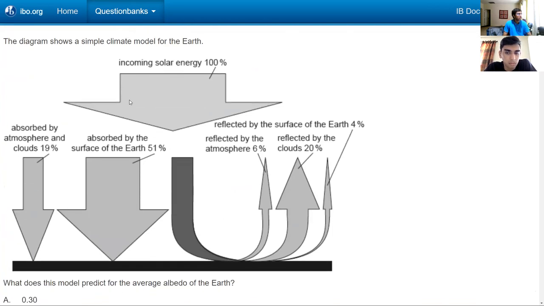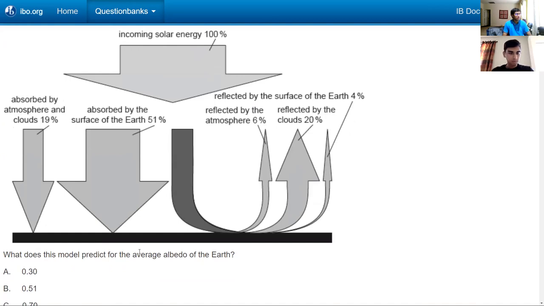Okay. Diagram shows a simple climate model. So you have incoming solar energy. Some of it's absorbed by the atmosphere. Some of it's absorbed by the surface of the Earth. Some of it's reflected by the atmosphere. Some of it's reflected by clouds. And some of it's reflected by the surface. Okay. So we need to find albedo.